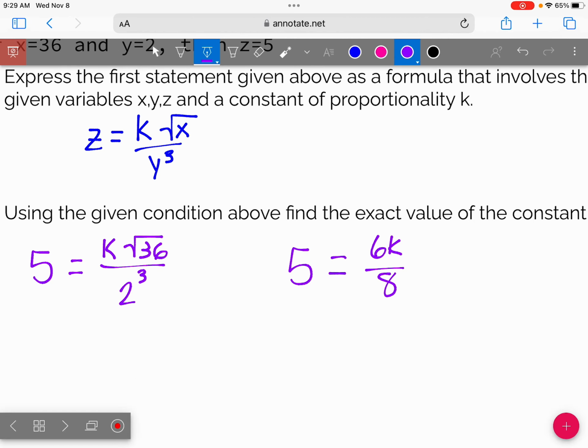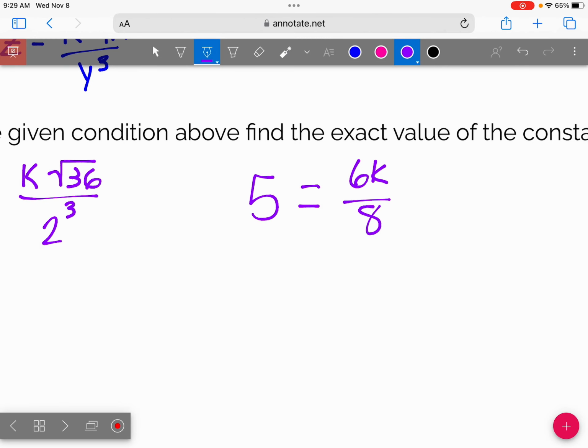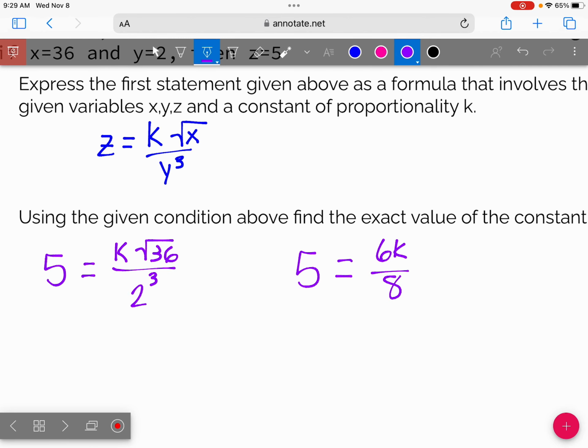How do we find what K is? Sorry, let me fix that so it's not so far out. How do we find what K is? Multiply by the reciprocal or multiply by 8 and then divide by 6. Like, totally fine. Yes, dear. Yes, ma'am.